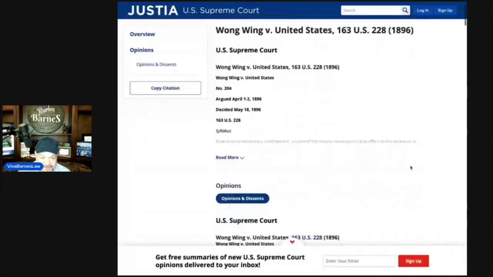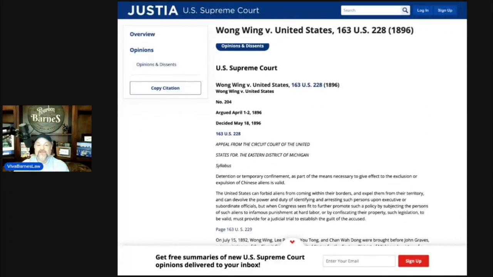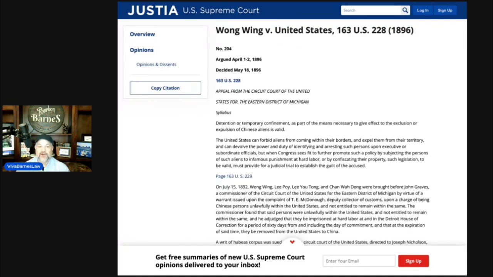Now let's go to the next case. And here again, we'll share the screen. And we'll go to Wong Wing versus the United States. This is Wong Wing versus the United States, 163 U.S. 228, 1896. That's the year the Supreme Court decided the decision. It is once again part of the Chinese Exclusion Act cases.